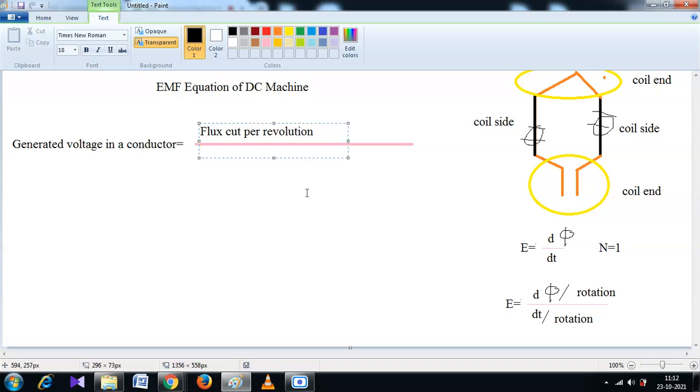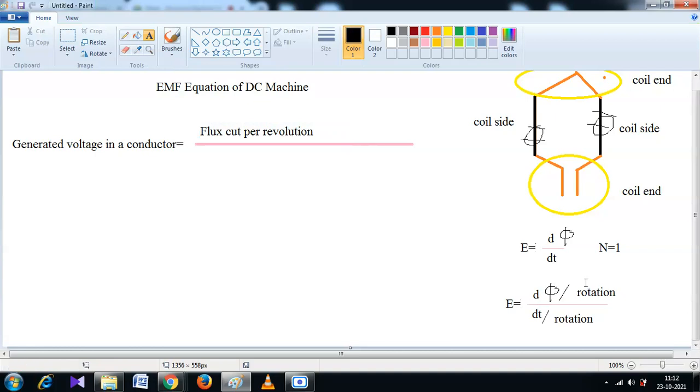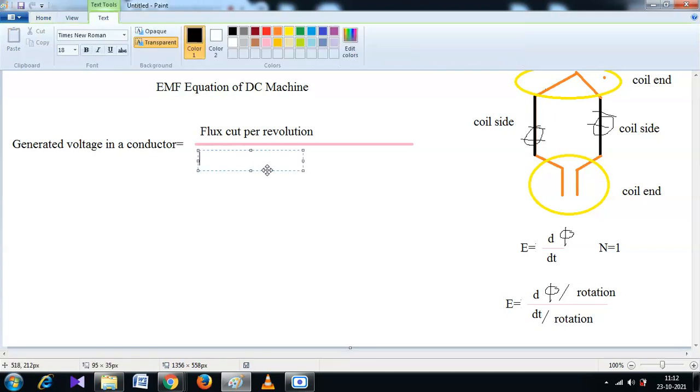Can I say that from here? The d phi by rotation, I can write it as flux cut per revolution, and dt by rotation. Can I say time taken for one revolution? Time taken for one revolution. Can I say that?